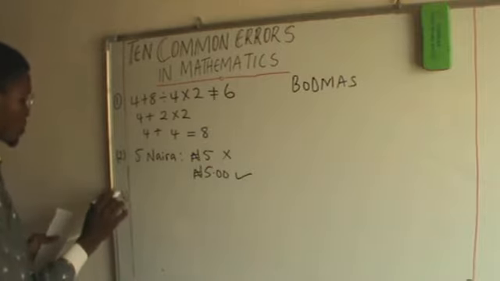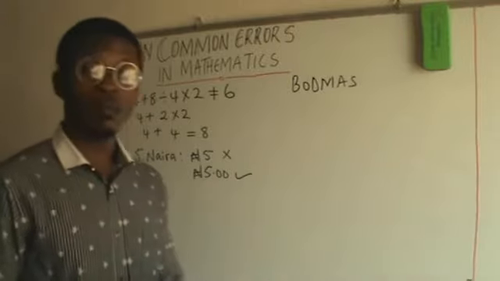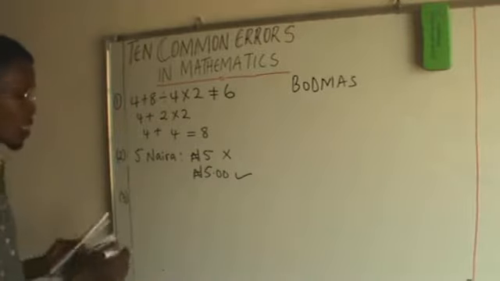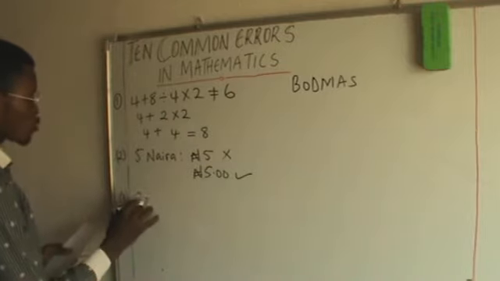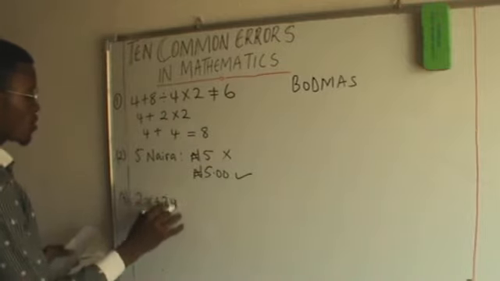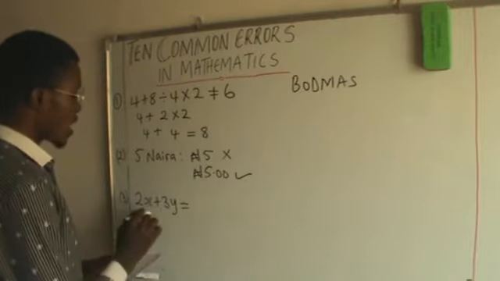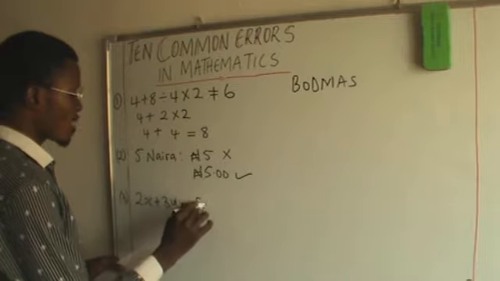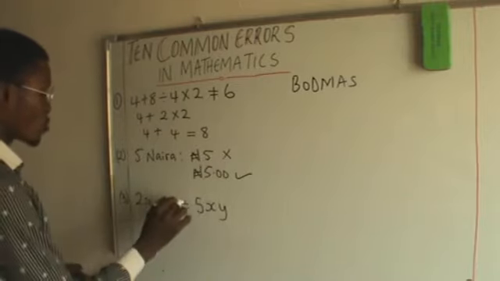Number 3 has to do with the issue of expression of simplification of algebraic terms. Say you have, for example, 2x plus 3y. Many learners, what they do, they express this as what? 5xy. Is this correct? Of course not.